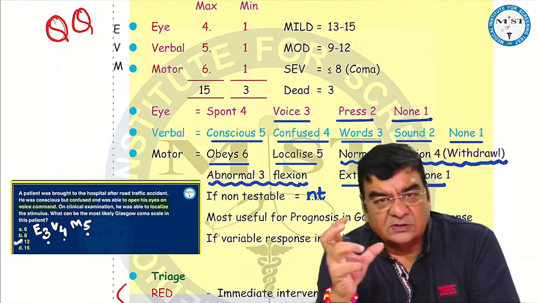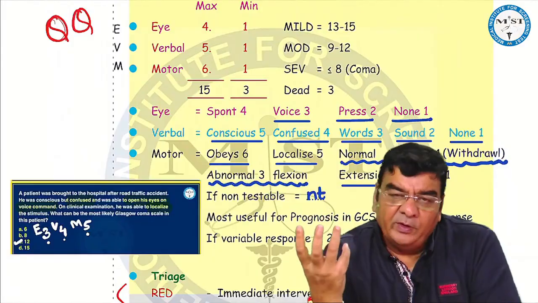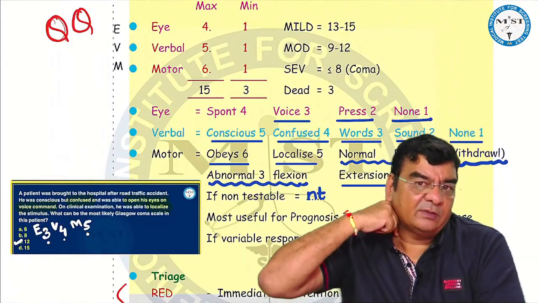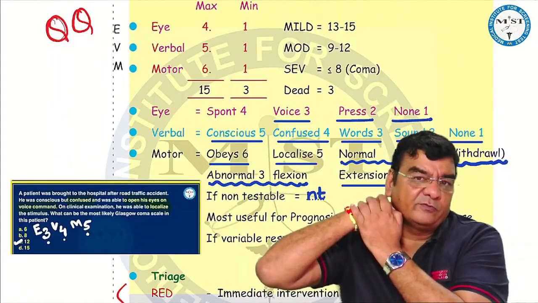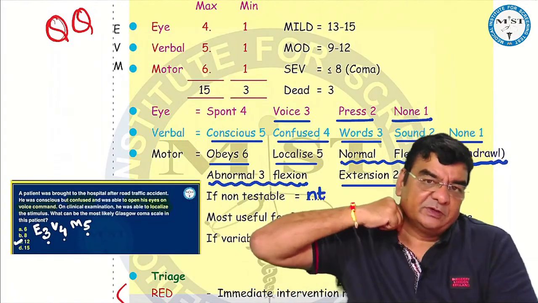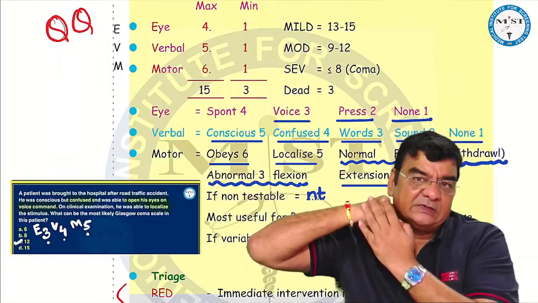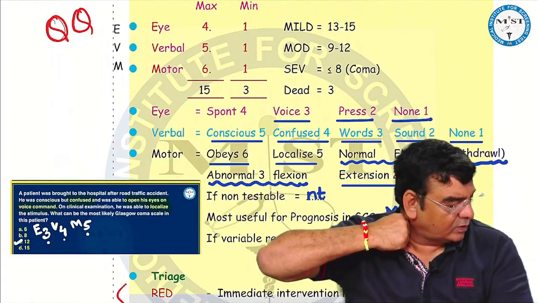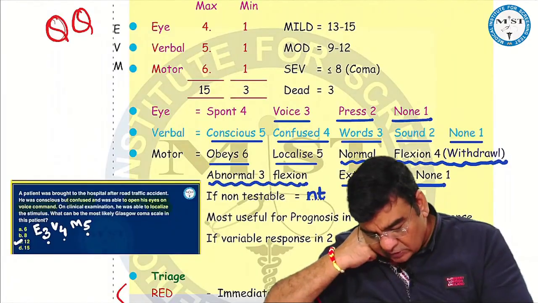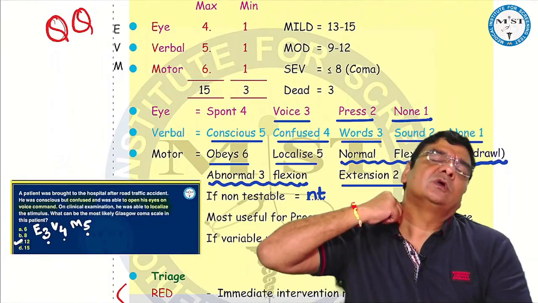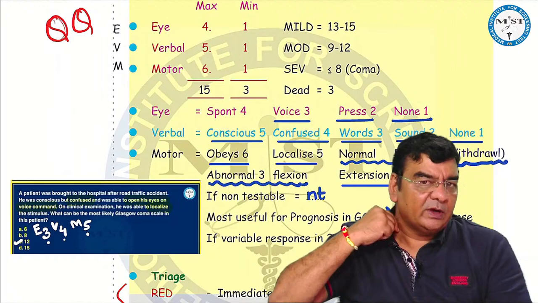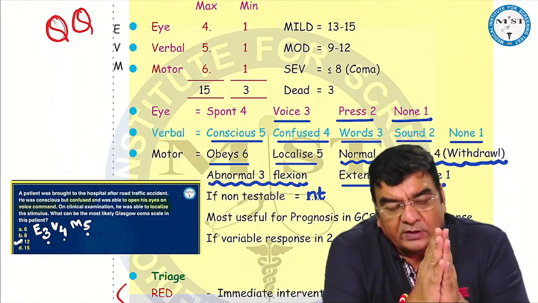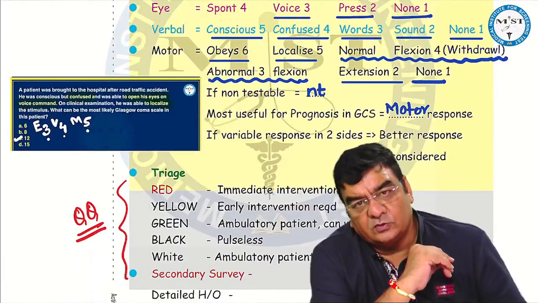Motor responses, muscle movements. If he is obeying your commands, this is motor 6. If he is not obeying the commands but he is able to localize, this is motor 5. If on painful stimulus, he is not even localizing but he is trying to withdraw, normal flexion, this is motor 4. Abnormal flexion, motor 3. Extension, motor 2. And no movement, motor 1. Out of these, motor response is considered good for prognosis.